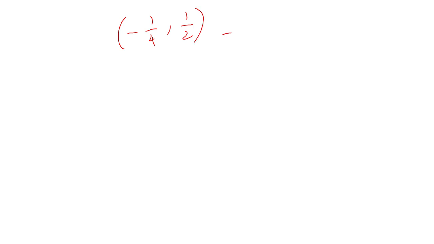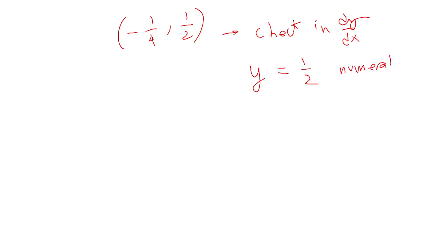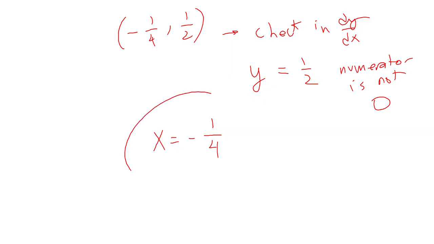And if we check in dy/dx, my numerator was just y. y would equal 1/2, so the numerator is not equal to 0 because the numerator was just y, and therefore x equals negative 1/4 is our vertical tangent line.